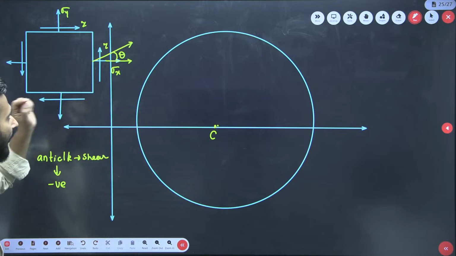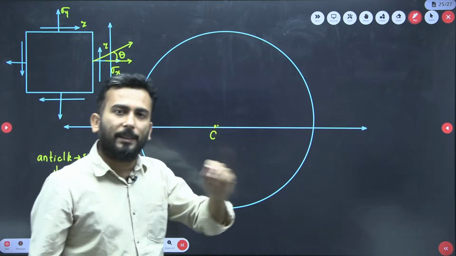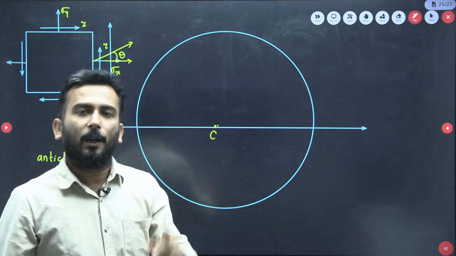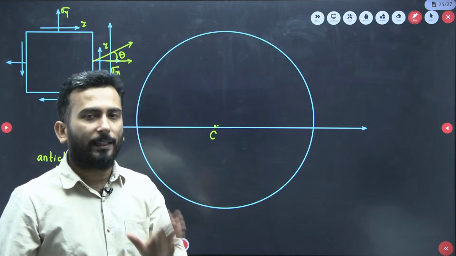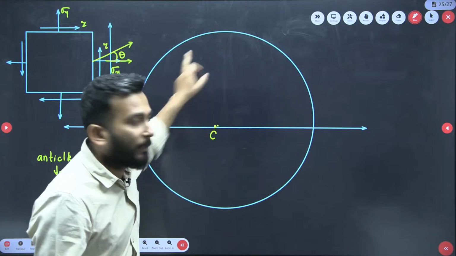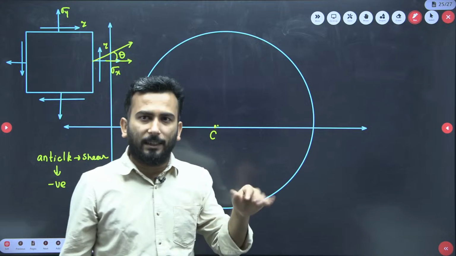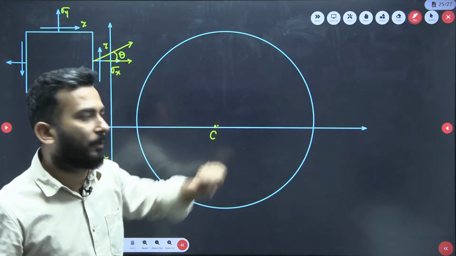Number 3, every point on the circle represents one state of the stress. That means at every point you will be getting 1 sigma and 1 tau, that is also very clear. That means on the circumference of the circle lie the stresses, each on different planes, lying on the circumference of the circle.